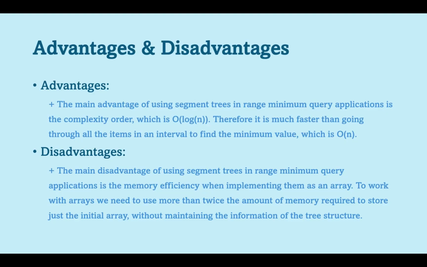Now for advantages and disadvantages, the main advantage of using segment trees in range minimum query applications is the complexity order, which is O(log n). Therefore, it is much faster than going through all of the items in an interval to find the minimum value, which is O(n). While the main disadvantage of using segment trees in range minimum query applications is the memory efficiency when implementing them as an array. To work with an array, we need to use more than twice the amount of memory required to store just the initial array without maintaining the information of the tree structure.